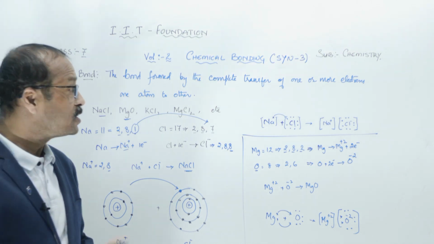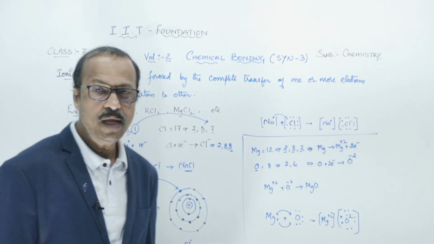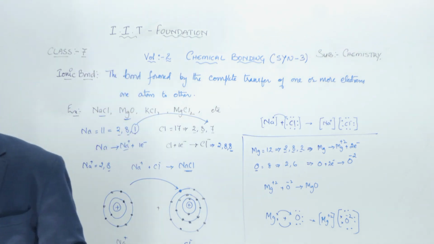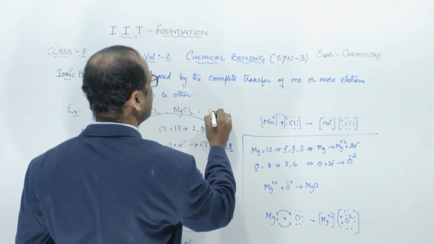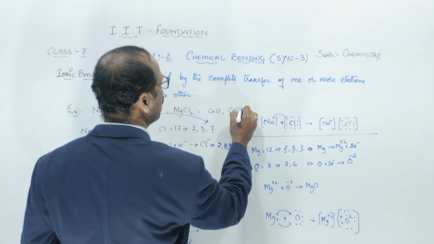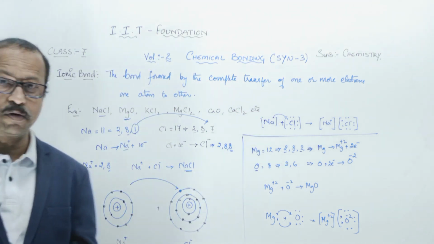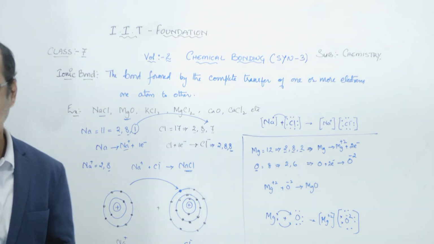Clear, students? So this is the formation of ionic bond. Okay, and potassium chloride, magnesium chloride, calcium oxide, calcium chloride, this also you can give as examples. All of this you practice. Practice makes you perfect. Okay, so practice all this. Right? Chalo.